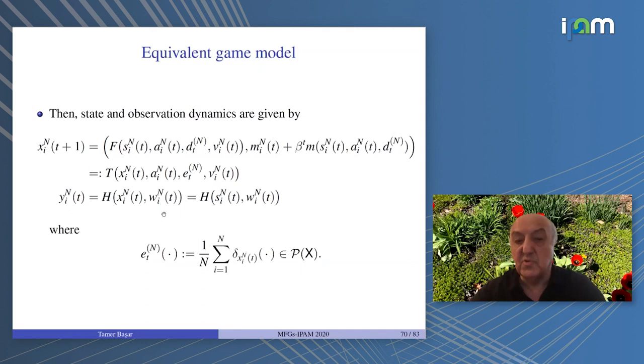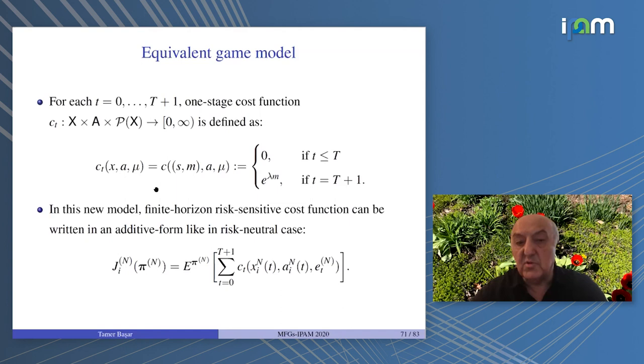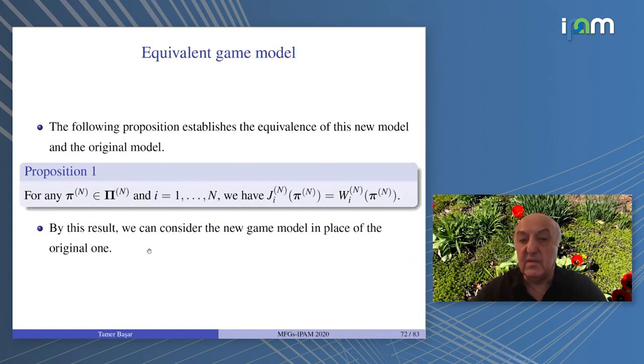Now I'm going to skip all the details. The slides will have all those details. I should also mention that the cost function c is a discontinuous one. For t less than or equal to capital T it is zero. For t equal to T plus one, it is e to the lambda. So with this modification, this becomes equivalent to a risk-neutral problem. The assumptions that were made there we have to rethink in this context, but everything works out fine.